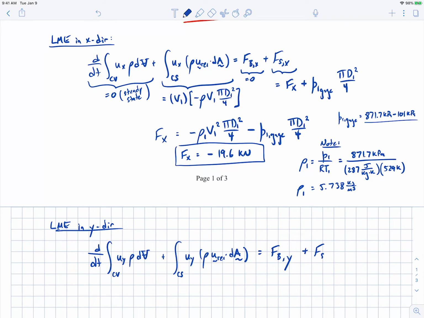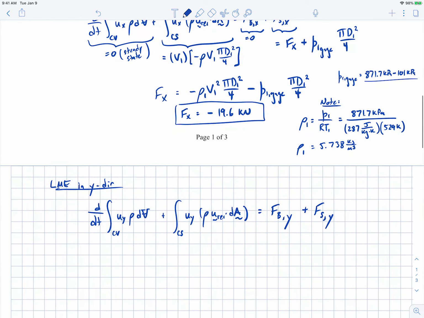Okay, so here we are in the y direction. Let's do the easy things first. The first term is going to be 0 because, again, we're dealing with a steady state. The body force will be 0 because there is no gravity to worry about in this flow. We were told not to worry about that.